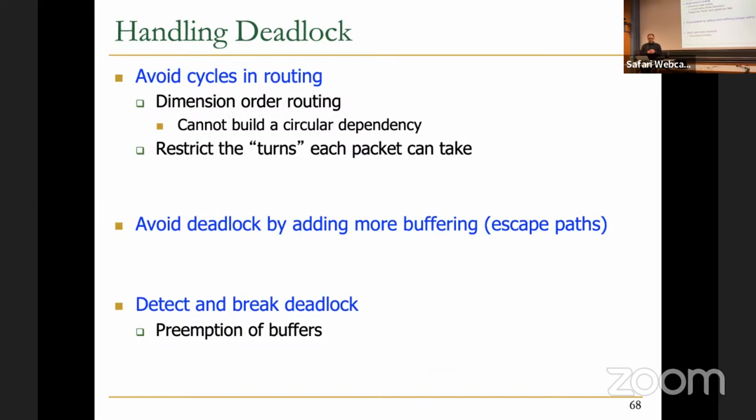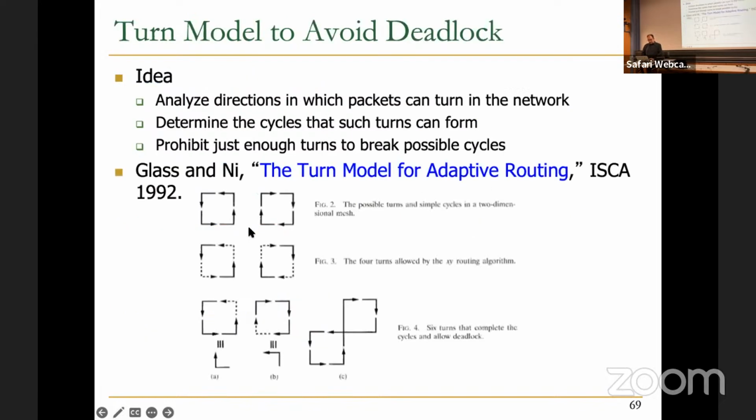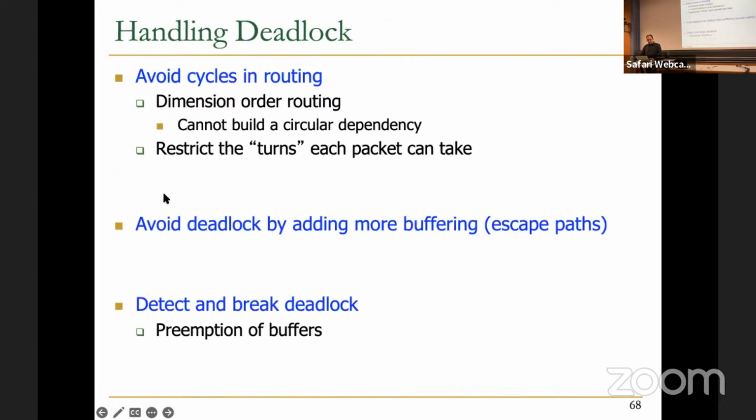One is that you want to have a deadlock avoidance technique. Essentially, you don't allow deadlock to begin with, so you should avoid cycles in routing. Meaning that you need to use some routing algorithm such that you don't get to a deadlock situation. Like dimension order routing cannot build a circular dependency in a 2D mesh, for example. But as I said, it can make a circular dependency in a torus network. You can think about it as a homework option. That's because XY restricts the turns each packet can take. Maybe I'm going to use the Blackboard here, because then we also have this turn model, which is quite interesting.